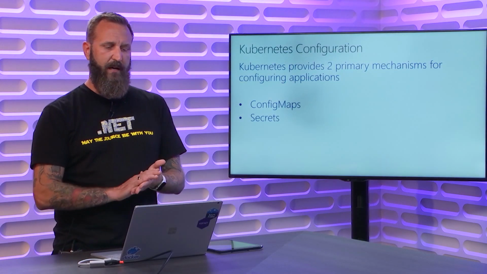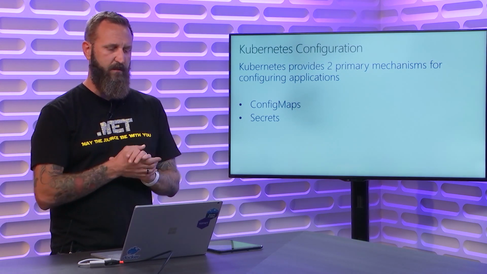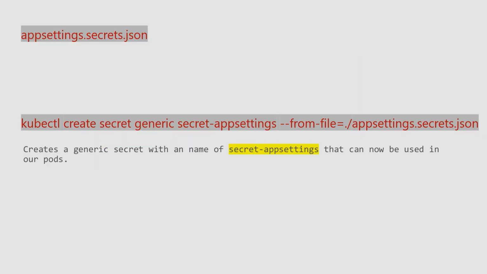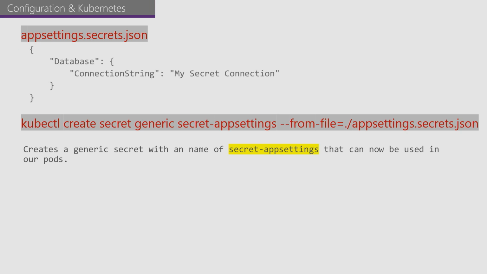So Kubernetes provides two primary mechanisms for configuring their apps. One is config maps, and another is secrets. So the secrets here is basically kind of what we've been doing in ASP.NET Core, where we don't want to deploy our database connection strings and other secrets with our app settings, but we want to create a file and be able to put them into a location that's private and secure. So in Kubernetes, we can create a secret with a key and also pass that file in there, and that'll create that generic secret on the cluster or pod that can be used by the application.